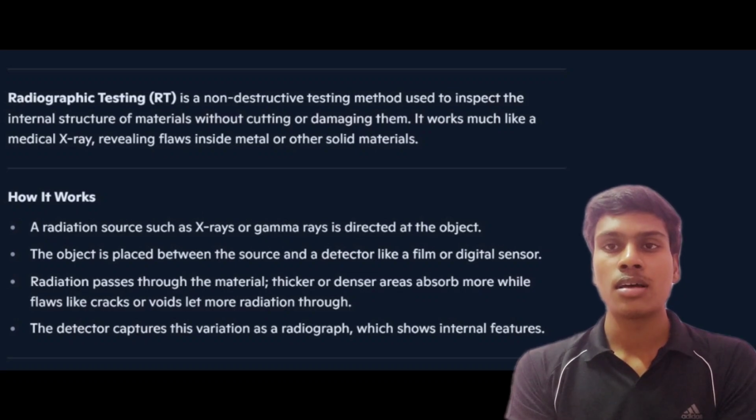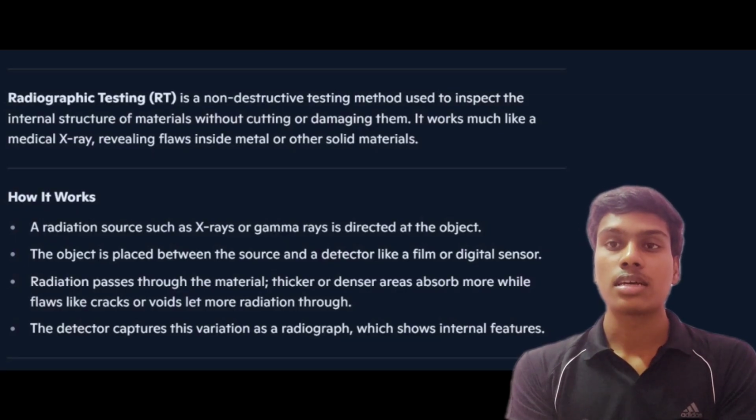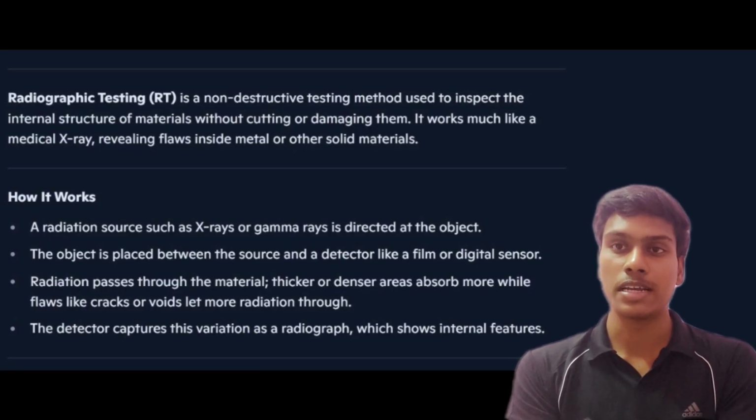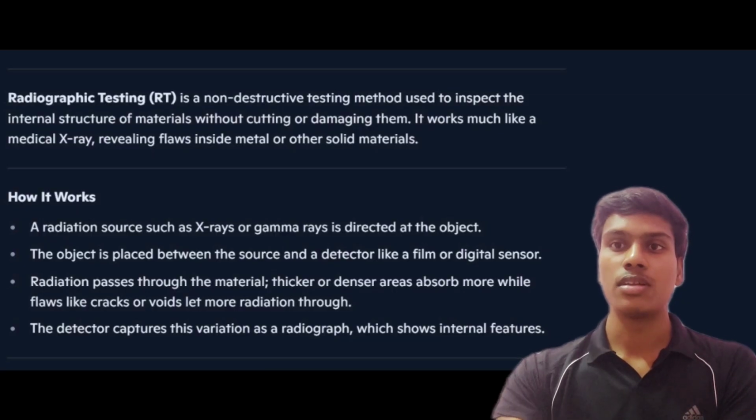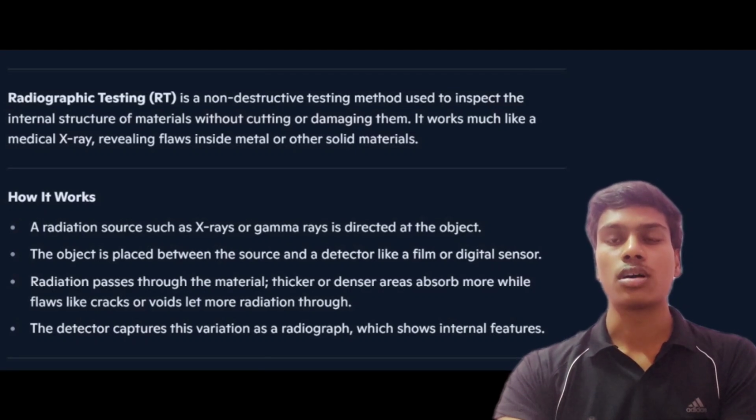It may be a thicker material or a denser material; depending upon the material, it varies. X-ray is applicable for thinner materials, because X-rays penetrate less than gamma rays, so gamma rays are applicable for thick materials. This is the main difference between the two. Next we will move on to the process and how the principle works.